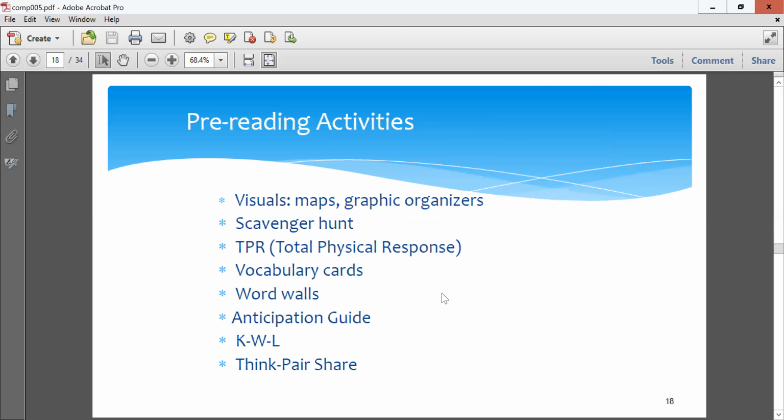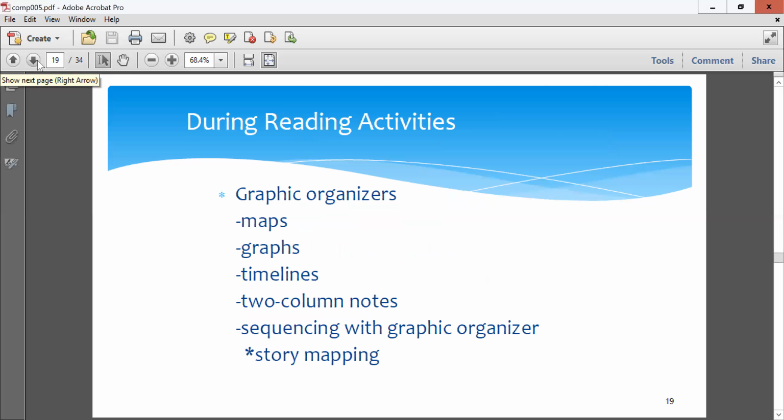Also, the KWL we talked about a little bit before. What I know, what I want to know, and what I learned is helpful. You would obviously complete the what I know part and maybe the what I want to learn, and then revisit that afterwards. After the reading occurs, in the post-reading, you would then say, this is what I learned. So just some different activities prior to reading.